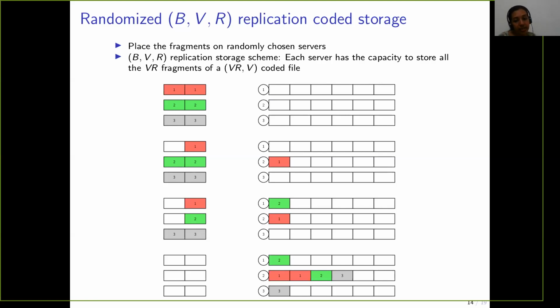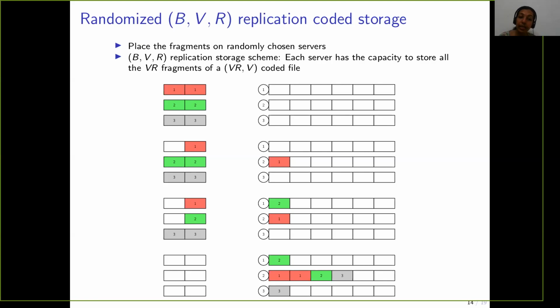Now, the issue with this storage is that we cannot implement this placement when the storage capacity of each server is limited. And this is because we have no control here over the number of fragments which will choose each server. So then we should modify the system a little bit so that each server is offered the capacity to store the entire VR number of fragments. And we call this a randomized BVR replication coded storage.